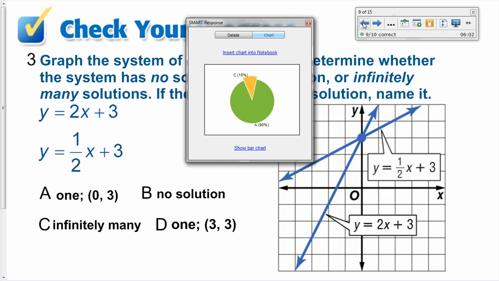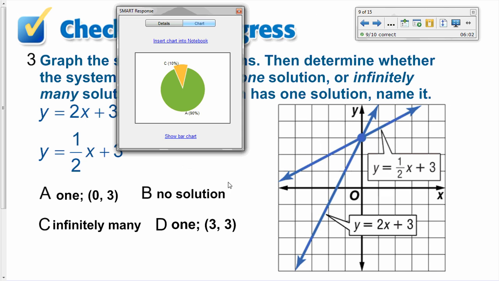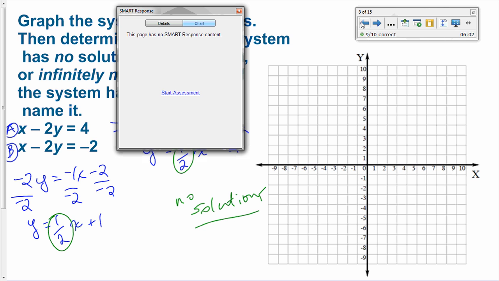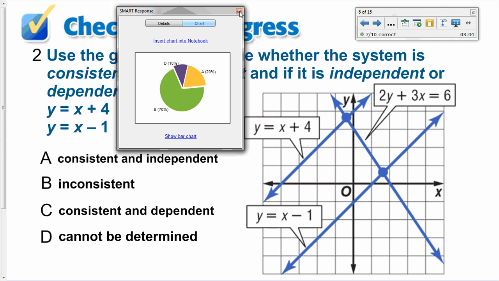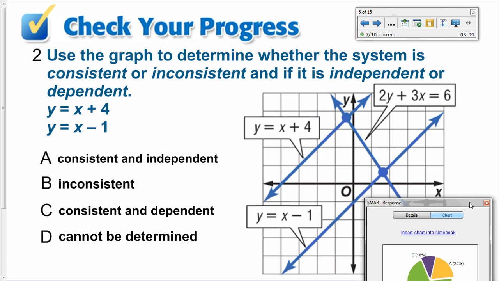Good. Why is it not C? Yeah, these two lines don't lie on each other, do they? They intersect at how many points? Just one point, right here. Okay.